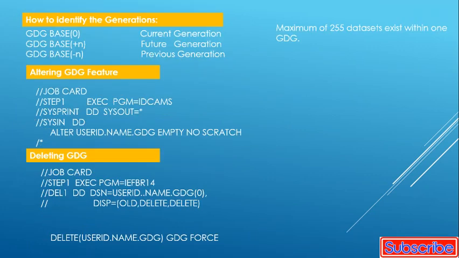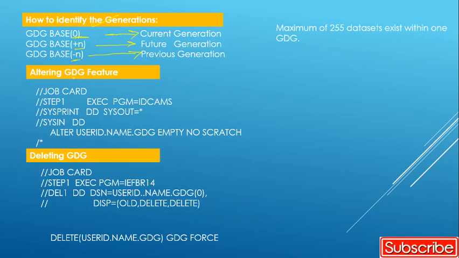Okay, how to identify the generation? For the GDG base, if you are giving 0 here, it means the current generation. If you are giving plus 1, plus 2, plus 3, it is a future generation which we are going to create. And if you are giving minus 1, minus 2, minus 3, then we are actually using the previous generation in our JCL.